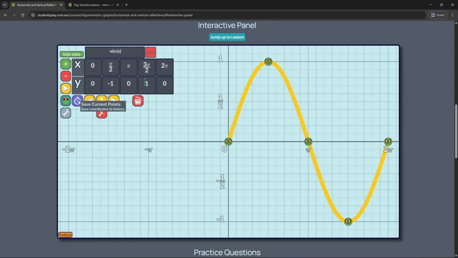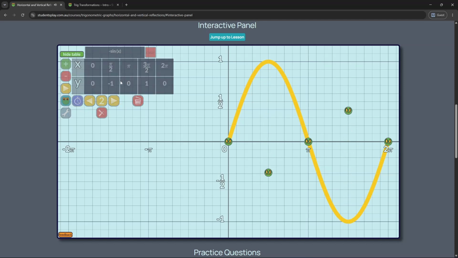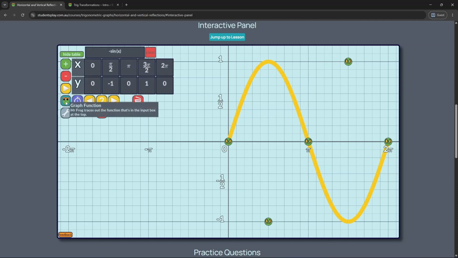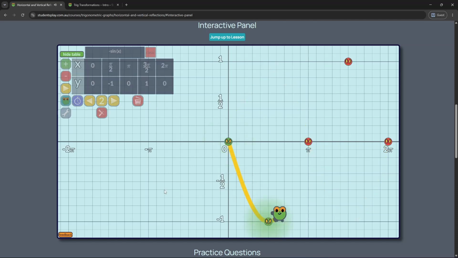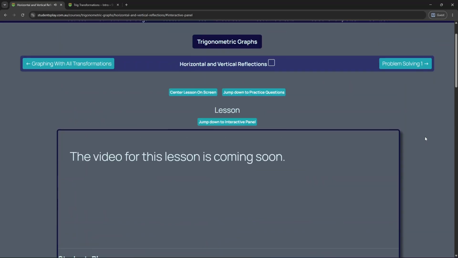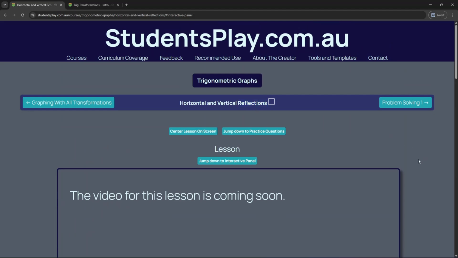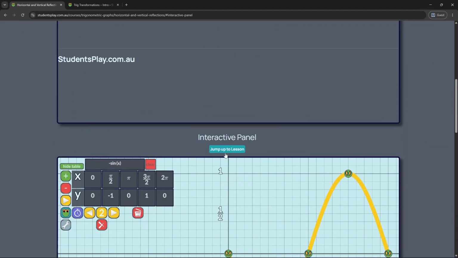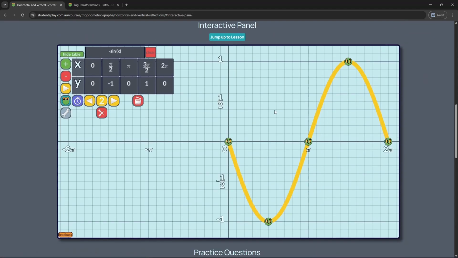So let's save these points. And so see how it just kind of swaps. And then let's run the graph and see if we got it right. Nice. So basically it just flips it. And that's why this lesson is called reflections, because you can think of it like it reflects. Let me center it again. It just reflects itself. Okay?